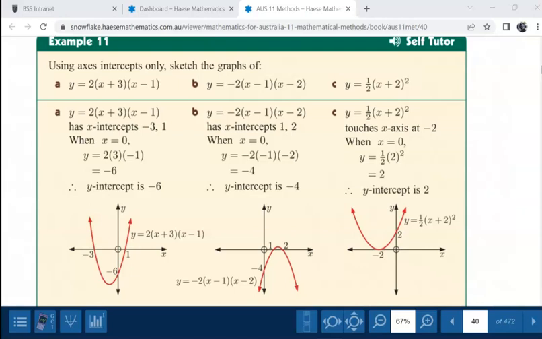So how do we find our y-intercept? X equal to 0, so (0, 0). So what's 2 times 3 times minus 1? We can see our x-intercepts are minus 3 and 1.